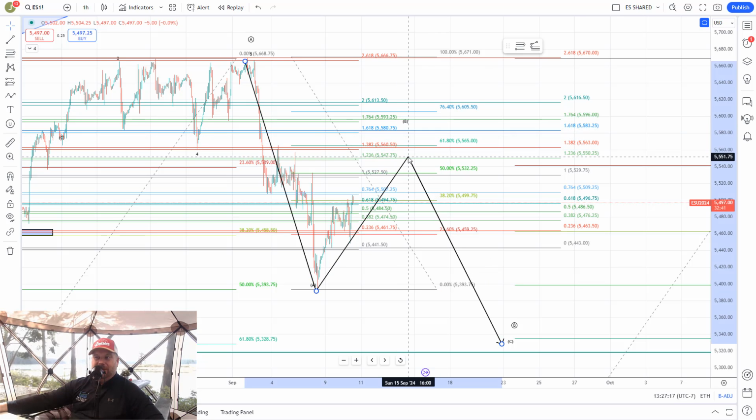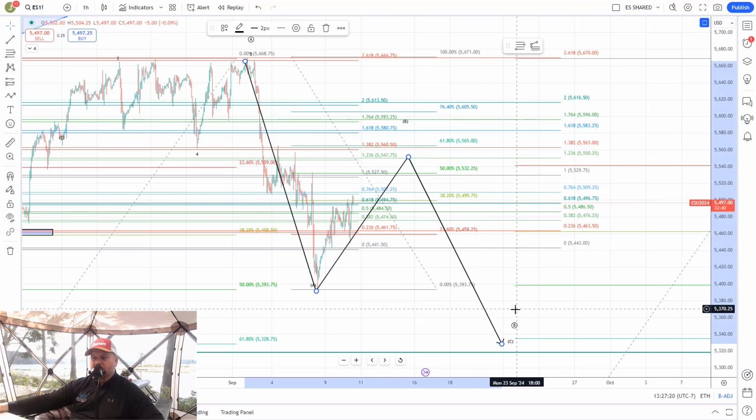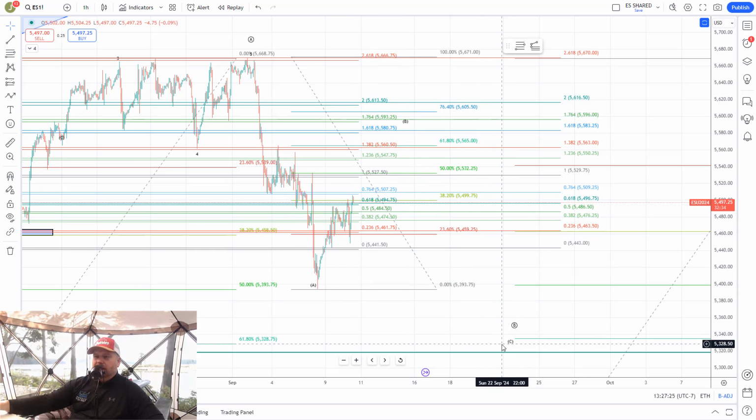The only issue with this count is the Nasdaq, and I've covered that, but we'll go over it again when we get to the Nasdaq and why that's a little bit of an issue for this count. Now, if they do decide to drop it directly from here, they still have only gotten to the 5,500 area, which is the 382 retrace. This is a perfect wave 4.